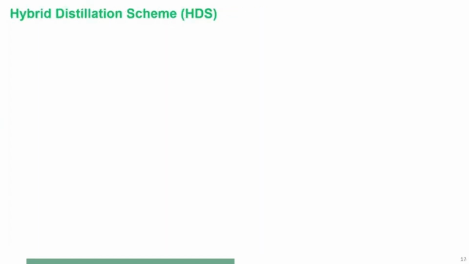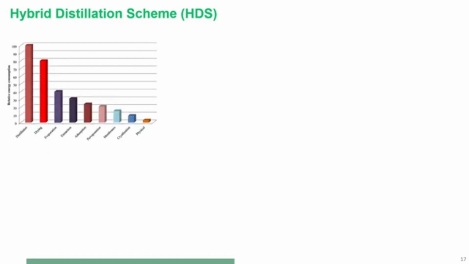Next is the hybrid distillation scheme, or SDS. As we know, distillation is one of the most used separation techniques in the chemical process industry. However, it is also the separation technique that uses the most energy, as we can see from the first figure. Distillation is a very efficient technique for separation, but only up to a certain purity.